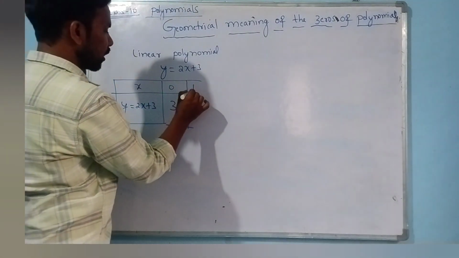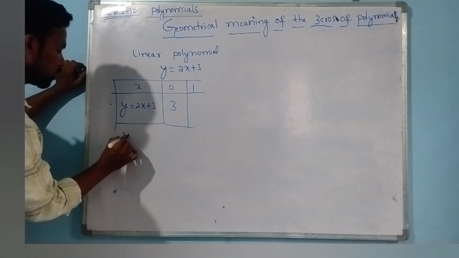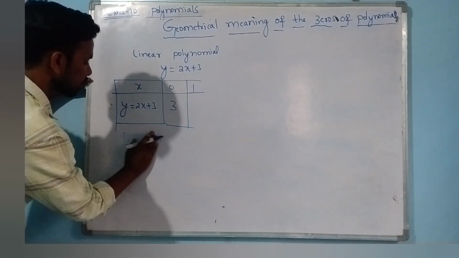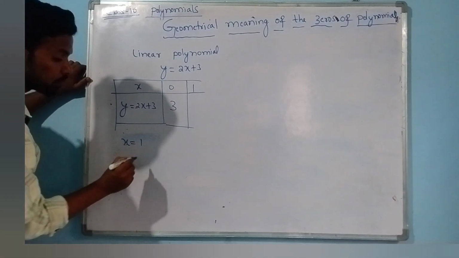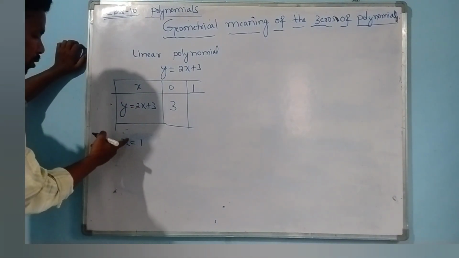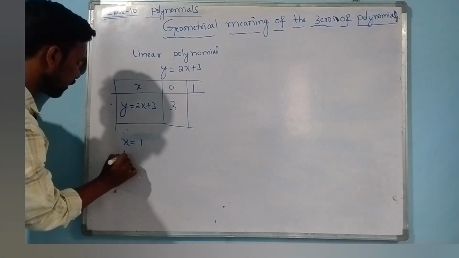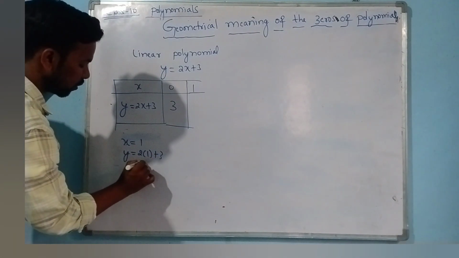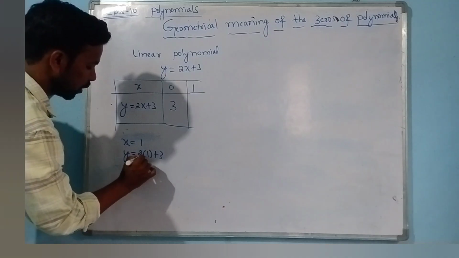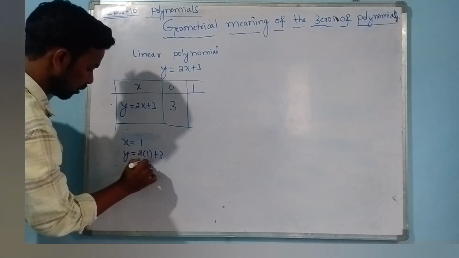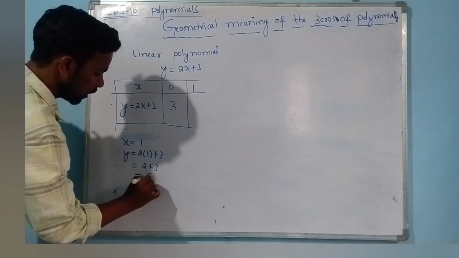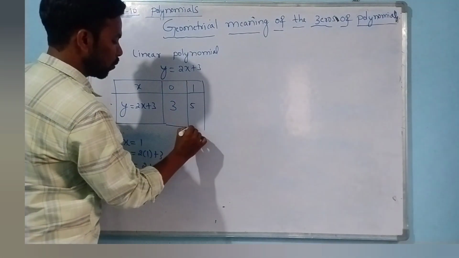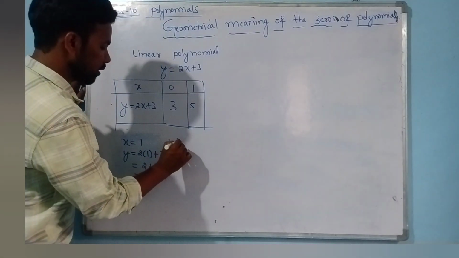When x is equal to 1, y is equal to 2 into 1 plus 3. Substitute x is equal to 1 in this equation. y is equal to 2 into 1 plus 3, 2 plus 3, 5. When x is equal to 1, y is equal to 5.